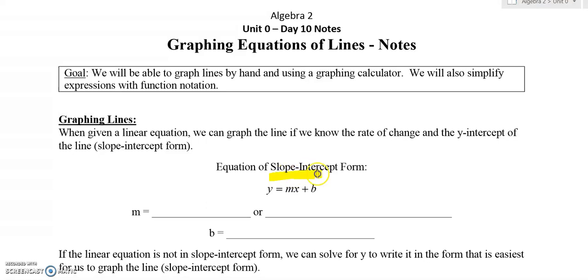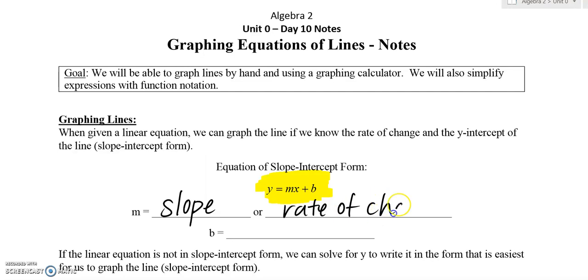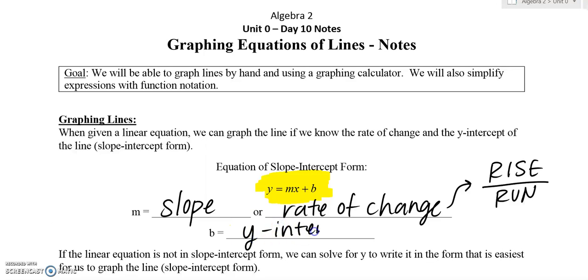This is our main form here, highlighting that yellow. This is super important to us, so let's label some of the pieces. In this form, m is the same thing as slope, which is the same thing as rate of change. Or maybe you've heard of that phrase, rise over run. That one's pretty popular too. Those are all the same, interchangeable. If you are on a test and it says find the rate of change, it is talking about the slope. And b is equal to the y-intercept. So go ahead and fill that in.